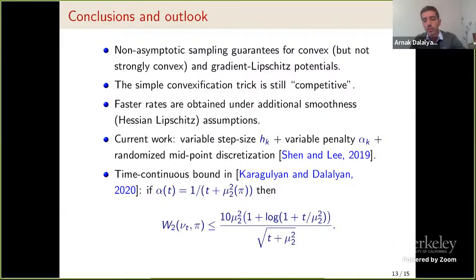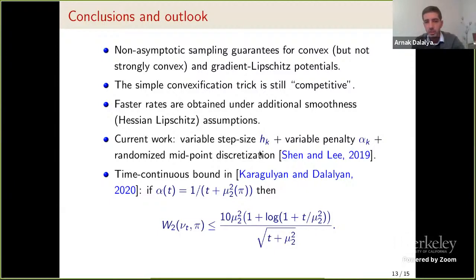And now we are working on improving these results by choosing variable step sizes hk and also variable penalty levels alpha k. And to the best of my knowledge, the discretization method which leads to the best results for LMC and for KLMC is the midpoint discretization introduced by Shen and Lee in their paper of 2019. So our goal is to combine these 3 points in order to get improved results.